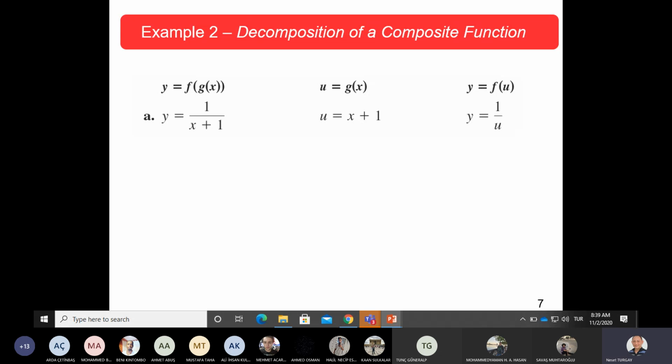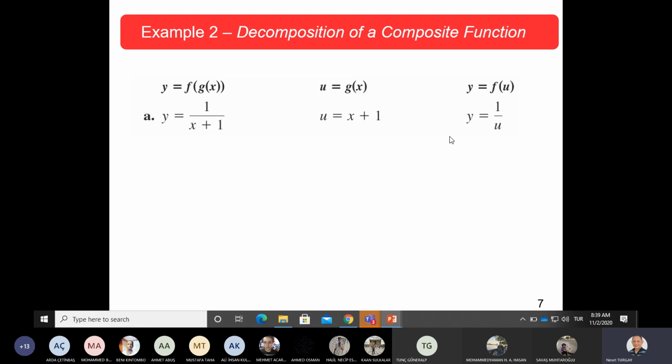So here, just practice, just warming up. How should you think of given functions in terms of u? What we are doing is saying the inside function is u, and then you rewrite your function as y equals f of u. So you are first changing your function into a simpler form. Like here, for example, y equals 1 over x plus 1. This is a composite function. Here we say u for g of x. So g of x is actually x plus 1. So this is your u. Then y turns into 1 over u.